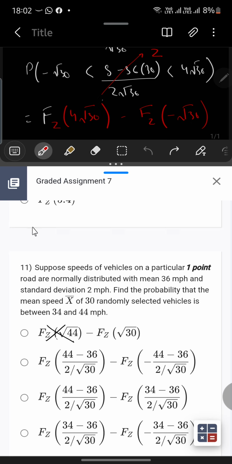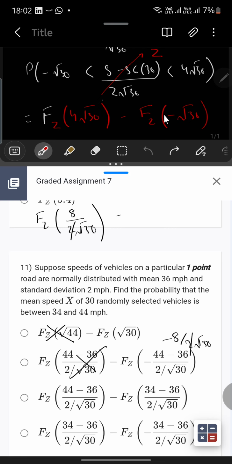So let us see the B option, it would be F of Z, 8 by 2 root 30. No, this is wrong, because this would be minus 8 by 2 root 30, and this is not actually true. So this option is wrong. This is a possible option. No, this is also wrong. So A and B are wrong, because we are not getting F of Z minus root 30 in both options.